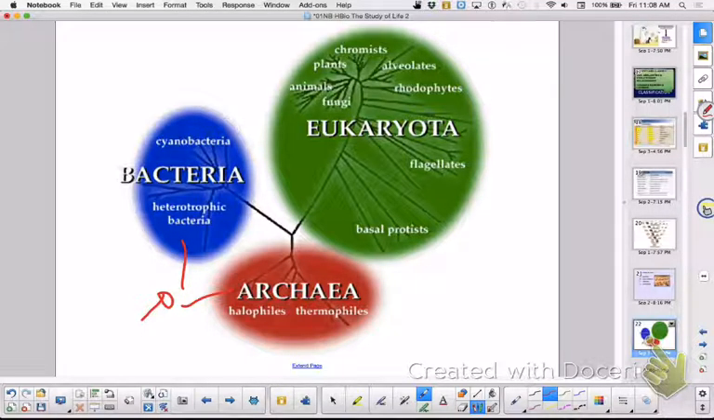So on your notes, bacteria, prokaryotic, lack membrane-bound organelles. Structurally simple, but metabolically complex. Archaea are prokaryotic. Differences between bacteria, they organize their DNA differently. And their cell walls and membranes are different, and they are called extremophiles.